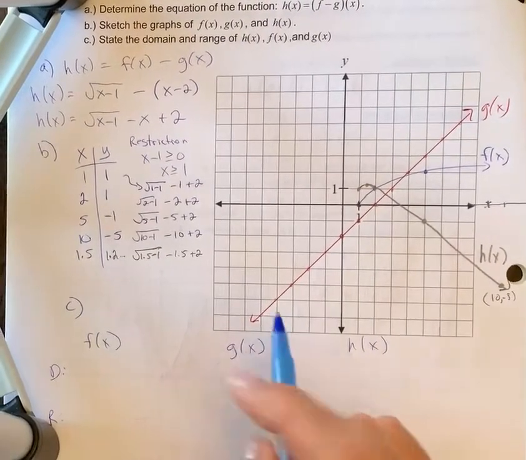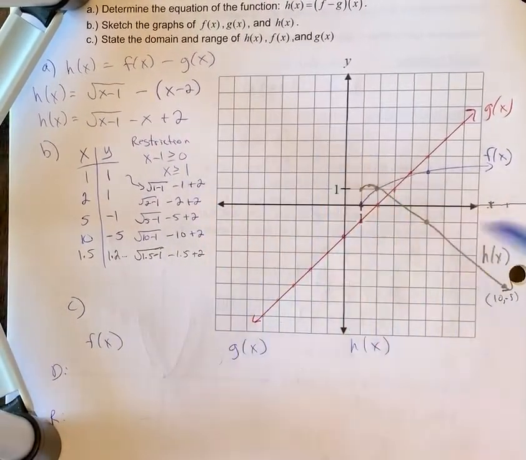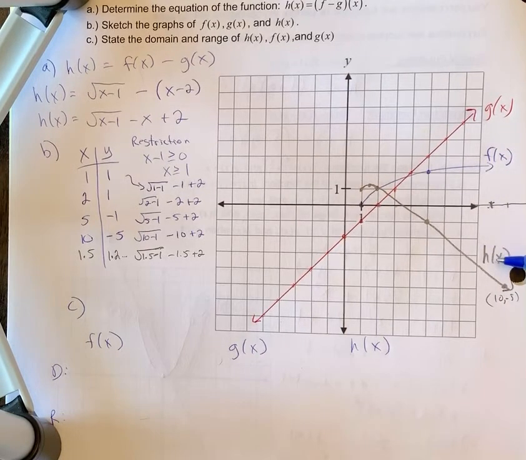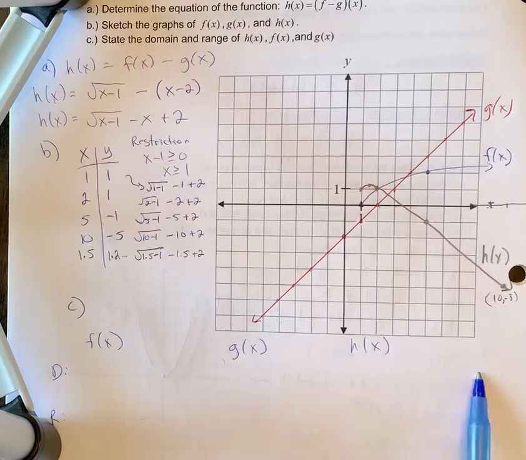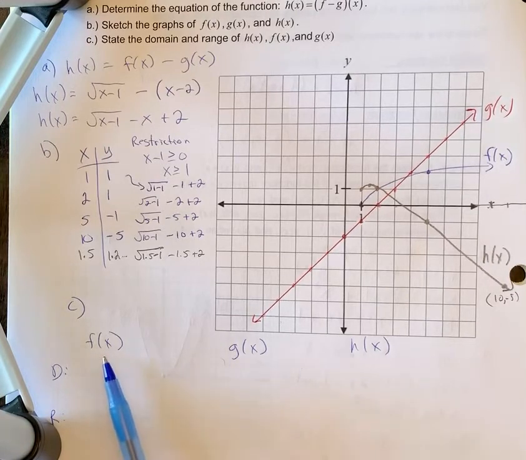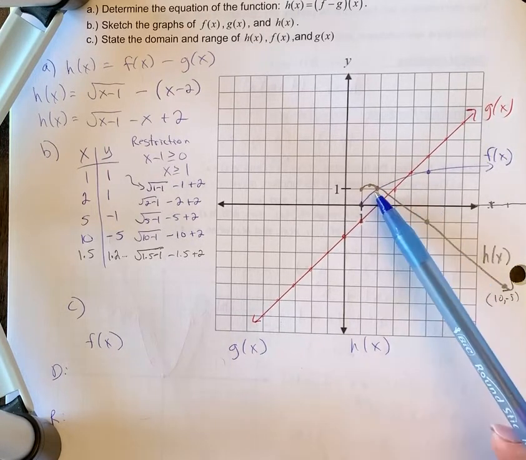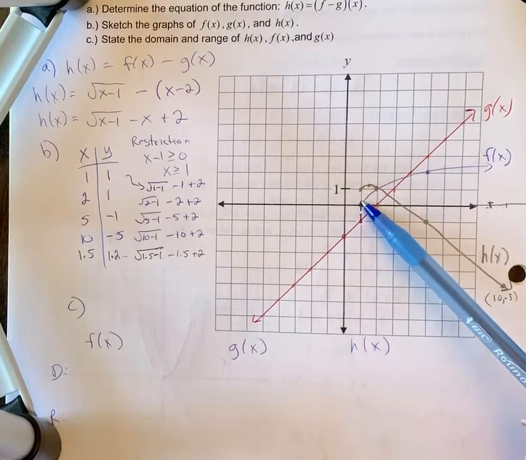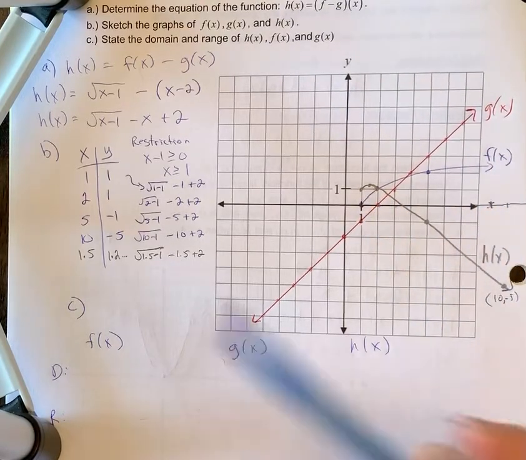Okay, part C, you're going to state the domain and range of the following functions. Make sure they're all labeled. I've just labeled h of x here, so I didn't write that down in the last video. So now we're going to look at the domain and range. So the domain of f of x is going to be x must be greater than or equal to 1.